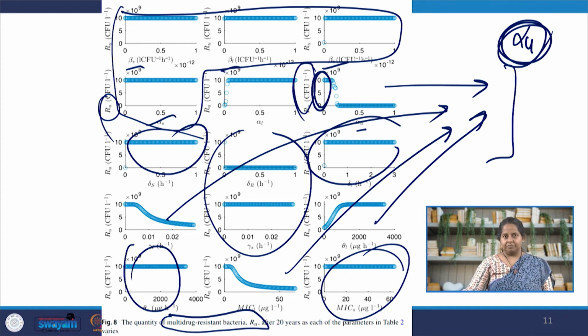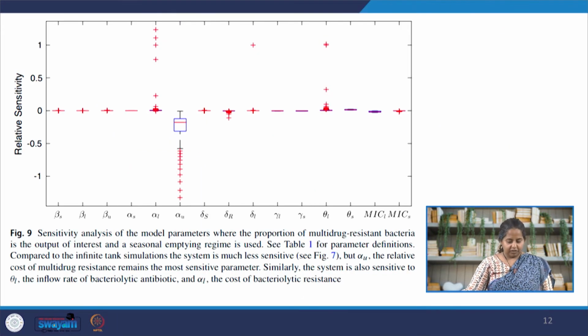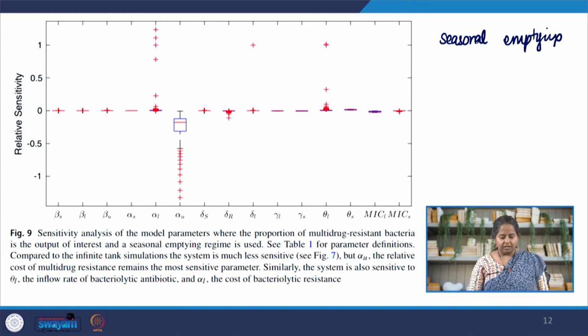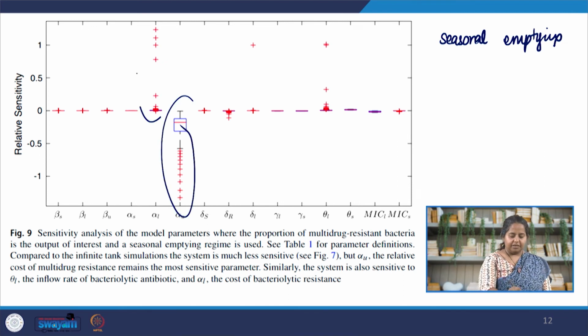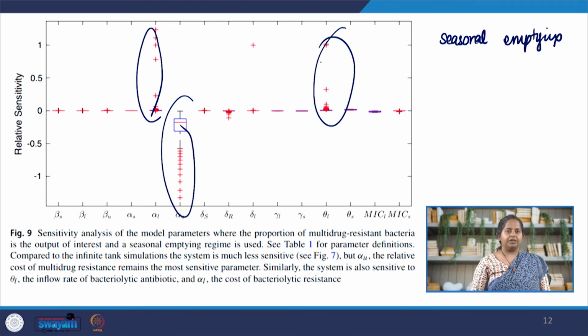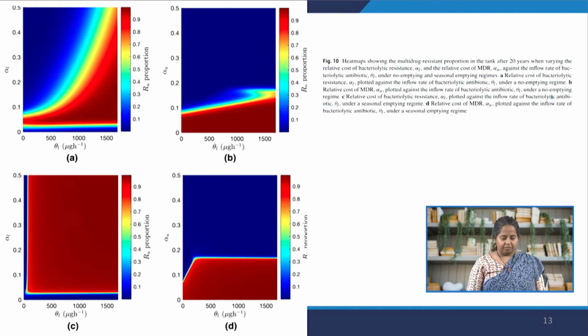Okay. Now, this is also sensitivity analysis when we are doing seasonal emptying. So, you can do sensitivity analysis under different conditions, and we see when seasonal emptying is being carried out, then these are the parameters that are going to have significant impact if they are not properly estimated, or these are the parameters that we can vary to have significant impact.